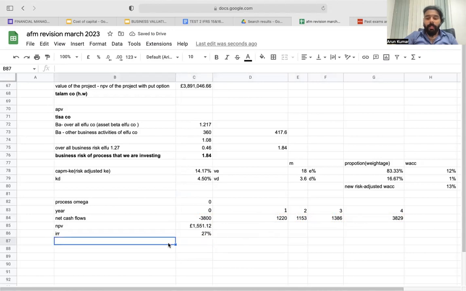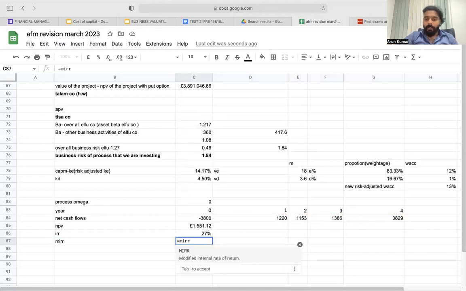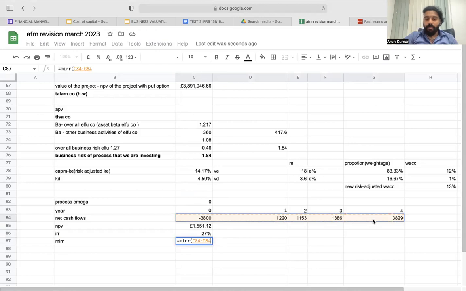And finally, the MIRR calculation. Even that, we can do in Excel. So how will you do it? It is equal to MIRR, then select the cash flows. Then we have to show the finance rate. How much was the finance rate? The finance rate was 13%. Again, we have to show the reinvestment rate as well.